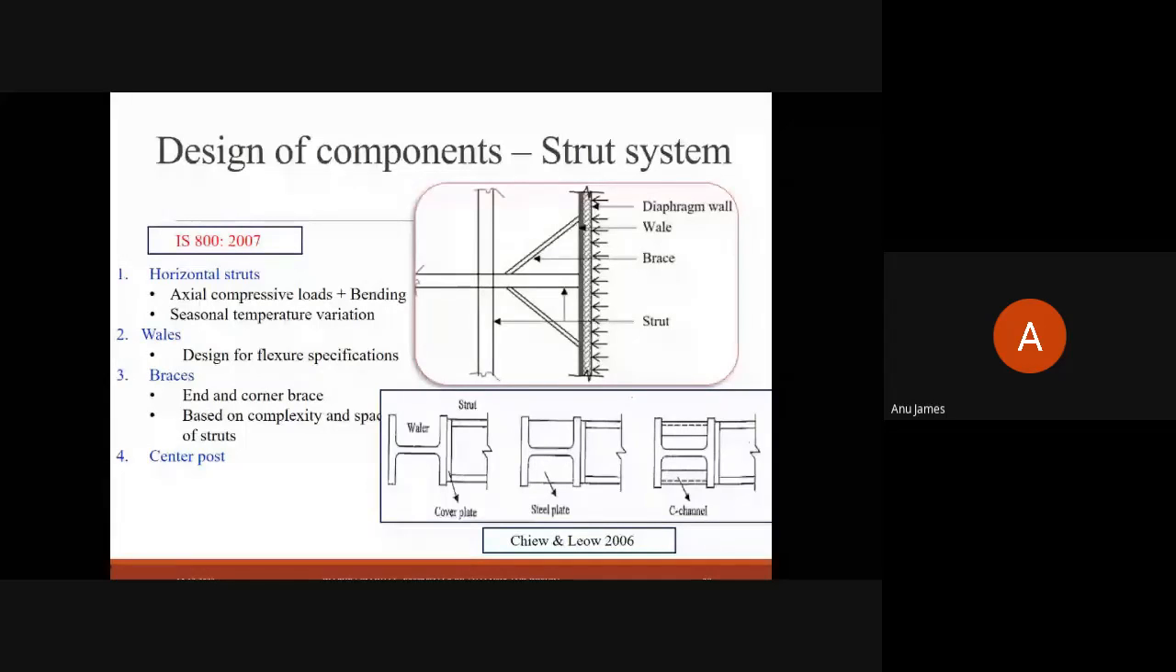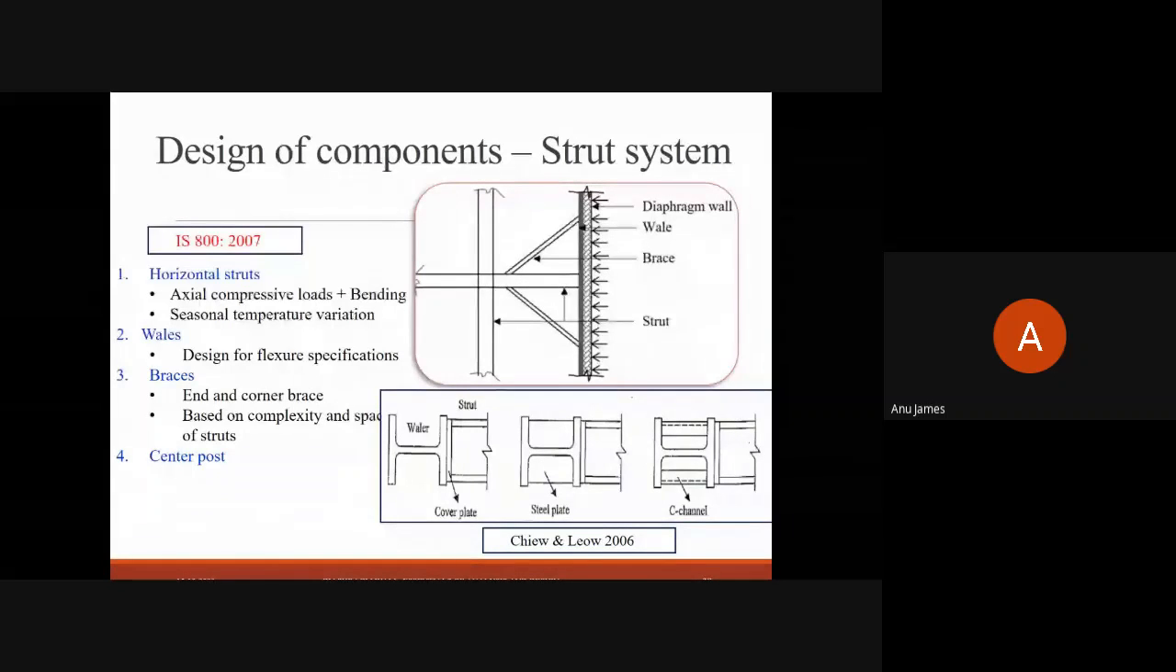Whales are the elements which transfer the lateral load from the retaining system to the strut. So this can be designed as a beam element with strut connections as hinges.